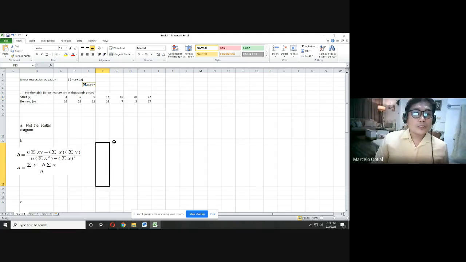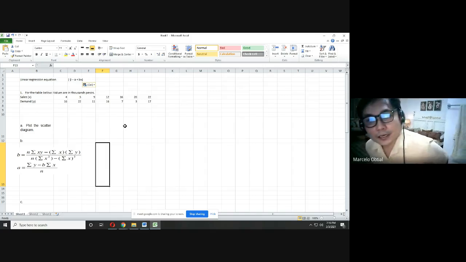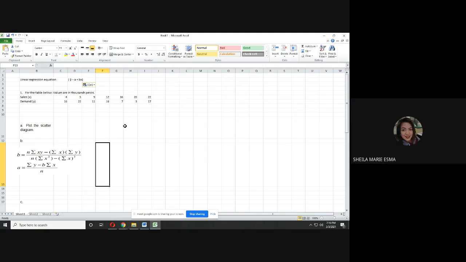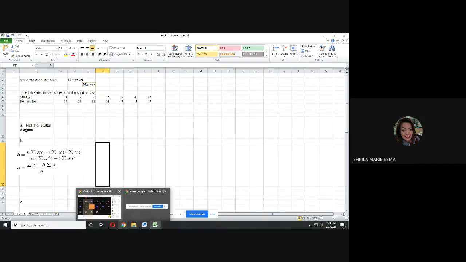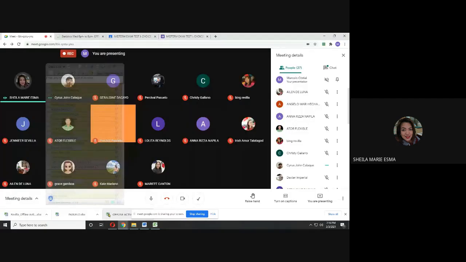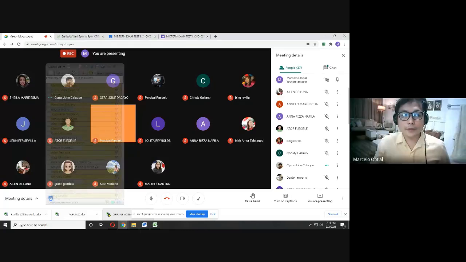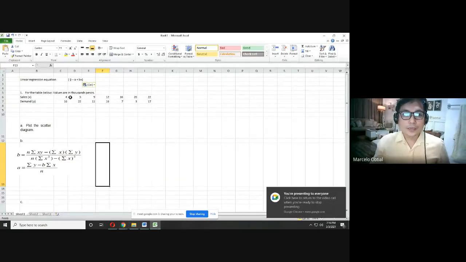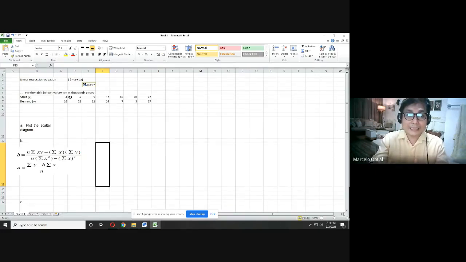So, what's the purpose of linear regression equation? You have an idea? To show relationship, sir, between the two data, sales versus demand. Yes, ma'am. Very good, ma'am. So linear regression equation shows the relationship of, since we're talking about simple linear regression, the relationship between two variables.